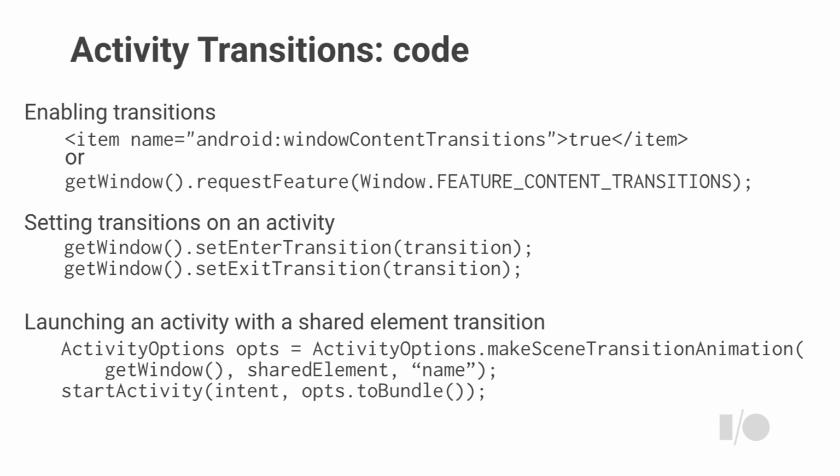You can put this item in your theme. You define a style that says, I want to enable these window content transitions, or you can do it in code, very similar. Then you can either just use the default animations, which are going to cross-fade between activities, just a simple fade-out, fade-in. Or you can set custom transitions, either ones that you define or ones that the platform gives you. Like, I want an explode transition, which shoves everything out off the top and the bottom or the sides of the screen. You can set these for the exiting activity as well as the entering activity.